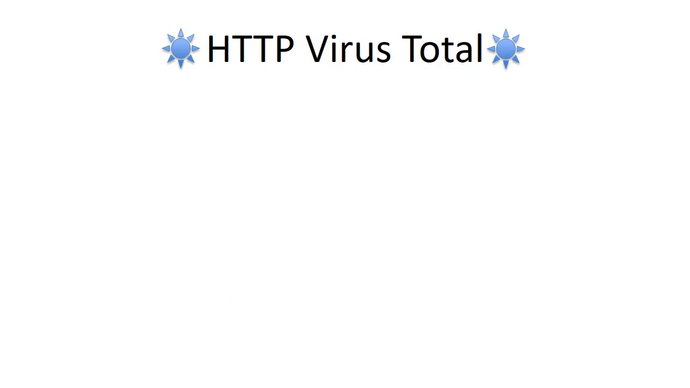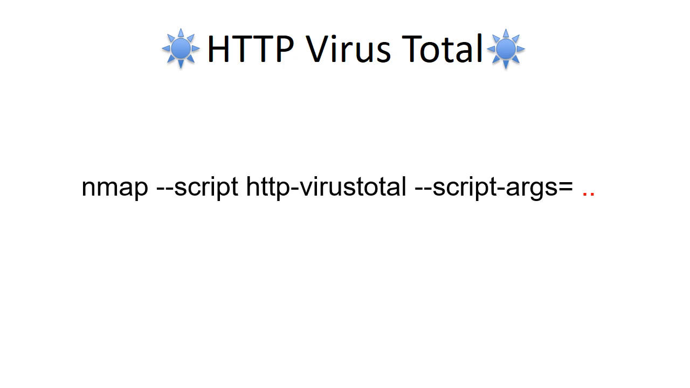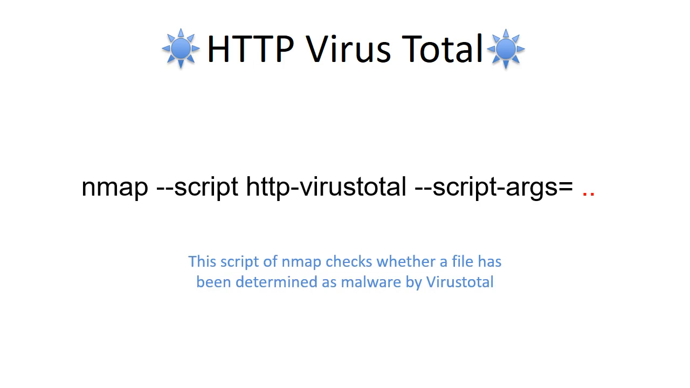http-virustotal. This script checks whether a file has been determined as malware by VirusTotal. VirusTotal is a service that provides the capability to scan a file or check a checksum against a number of the major antivirus vendors. The script uses the public API which requires a valid API key and has a limit of 4 queries per minute. A key can be acquired by registering as a user on the VirusTotal webpage, virustotal.com.